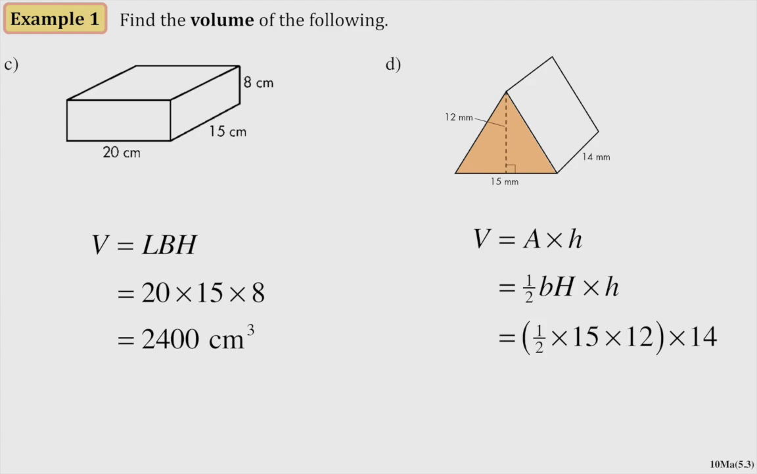Now, we know that the triangle has a base of 15 and a height of 12, so it's a half times 15 times 12, and the distance from front to back is 14. Put that into your calculator, 1,260 cubic millimeters. Let's proceed.